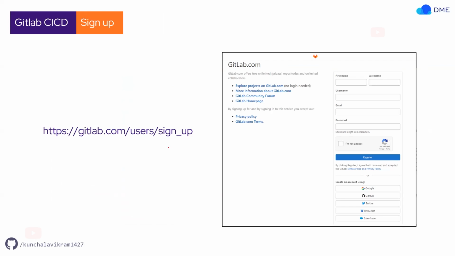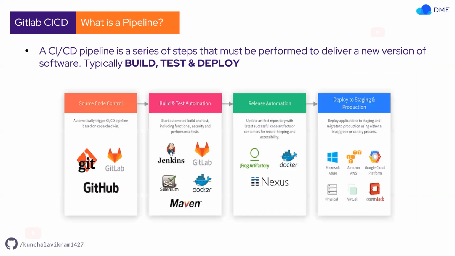Signing up for GitLab is very easy. You just have to go to gitlab.com. You will have a form. Instead of creating a separate account, you can simply use SSO, like signing in with your existing GitHub or Google accounts.